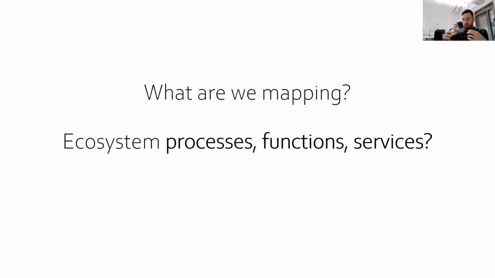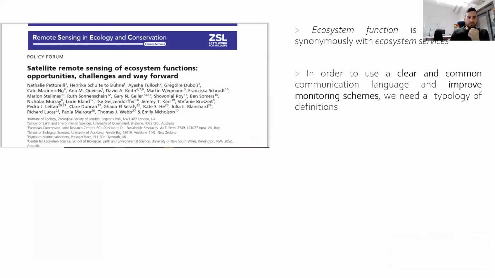And in connection to what I just said, in connection with the fact that these EVVs do not directly address ecosystem services, the main question that we should be asking ourselves every time we attempt to map is, what are we mapping? Are we mapping ecosystem processes? Are we mapping ecosystem functions? Or are we mapping ecosystem services? And Nathalie Petrarelli, another fantastic author here, laid it very clear.